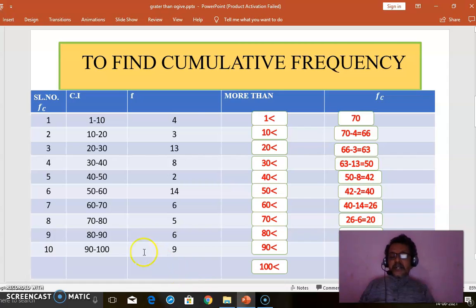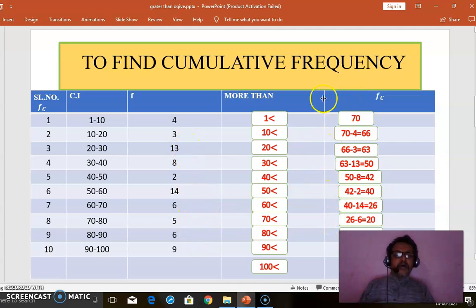So greater than 100, no frequency is there. Finally, you will get 0. So go on subtracting: first is 70, next 70 minus 4, 66 minus 3, 63 minus 13, 50 minus 8, and it goes on subtracting. Then you will get like this.